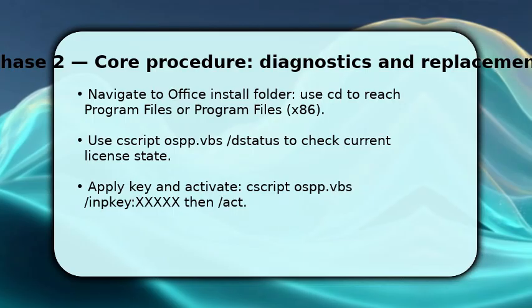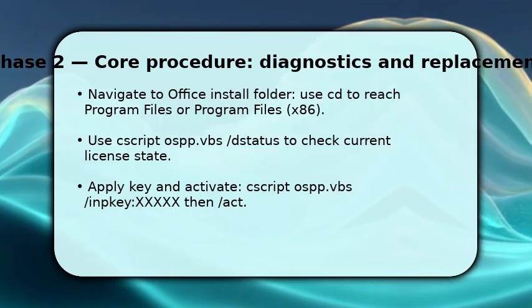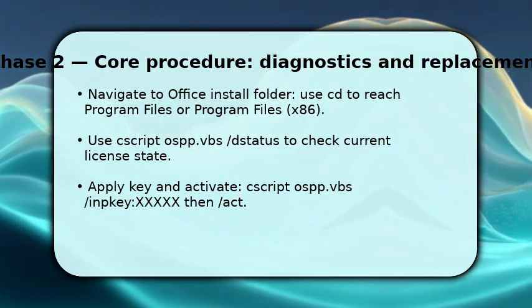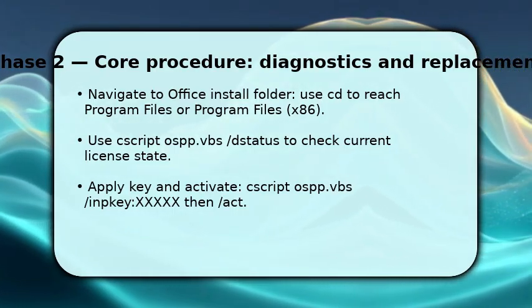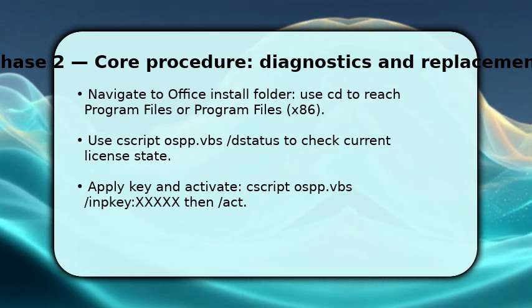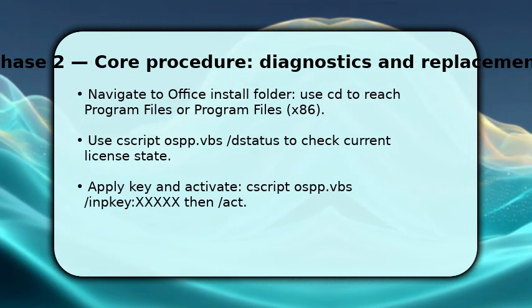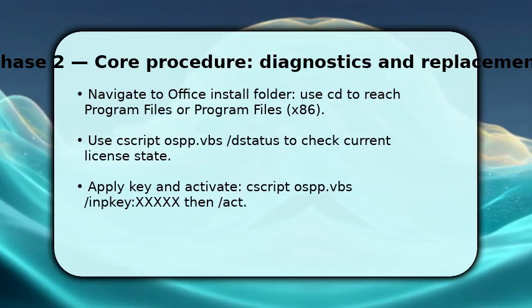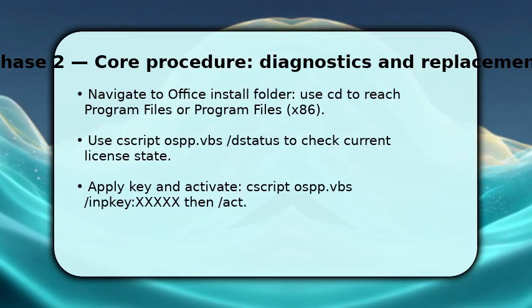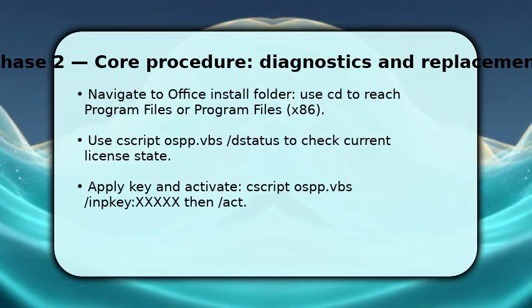If you have a valid product key, run cscript OSPP.VBS /inpkey:your 25 char key, then immediately run cscript OSPP.VBS /act to force activation. You do this sequence to replace corrupted keys and push a fresh activation request to Microsoft.